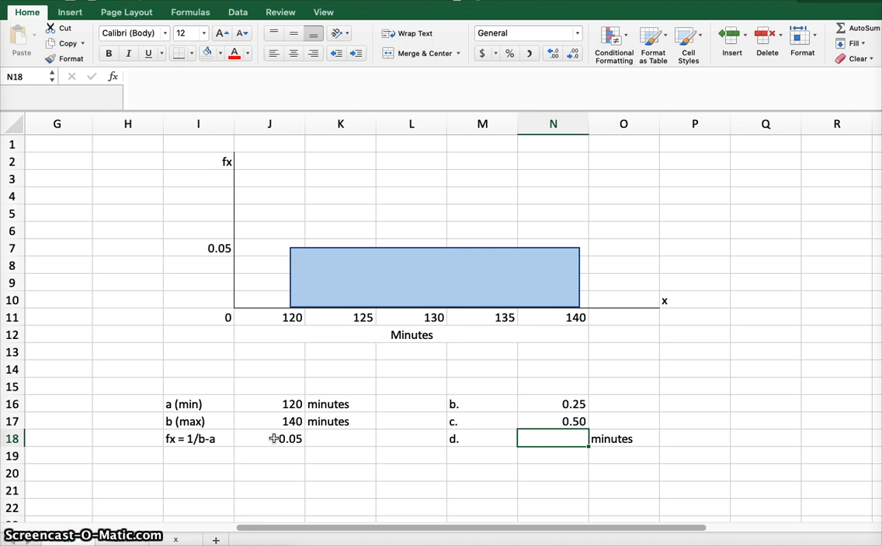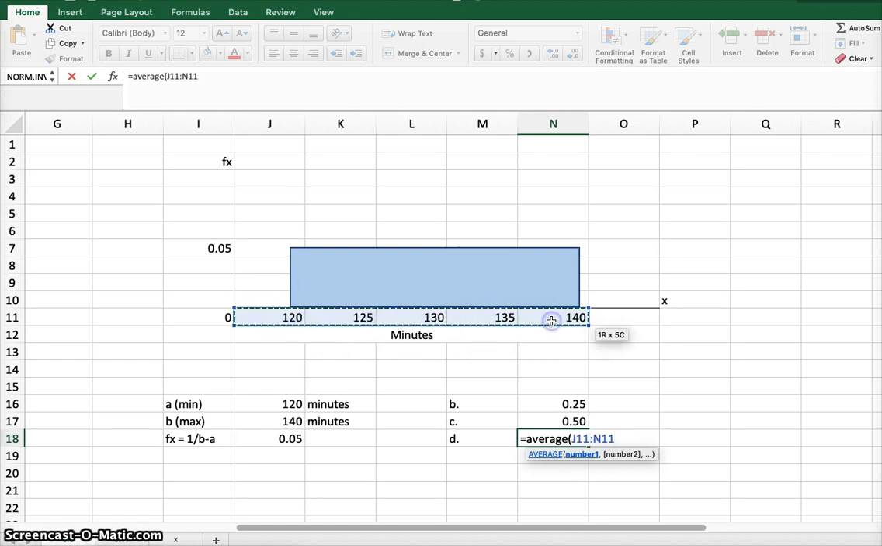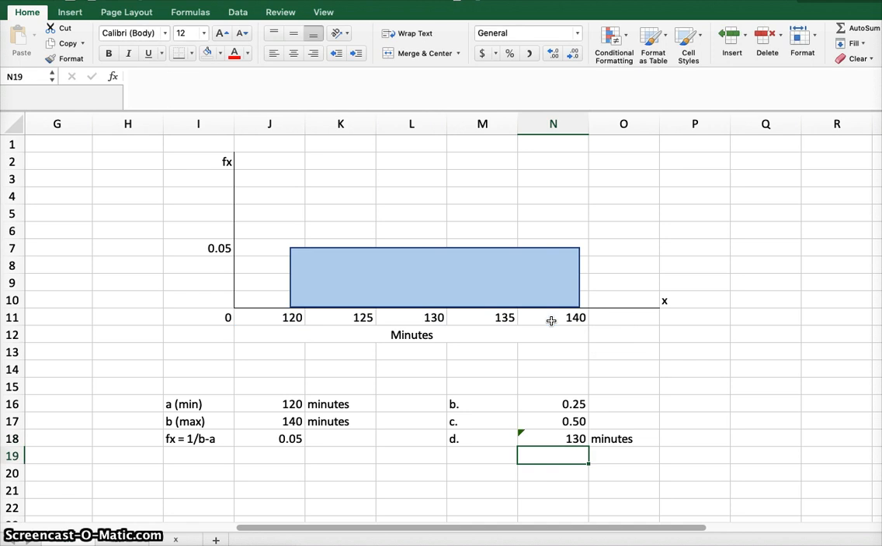Okay? And then D says, what's the expected flight time? So if all of these times are equally likely, the expected flight time will just be an average of those times. So I could just put in equals average of all these times. And so the expected flight time would be an average of all those equally likely times, or 130 minutes. Okay, so that's a uniform probability distribution, pretty easy to understand, pretty easy to figure out.